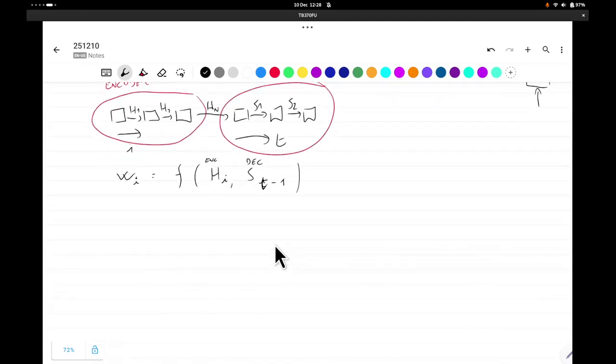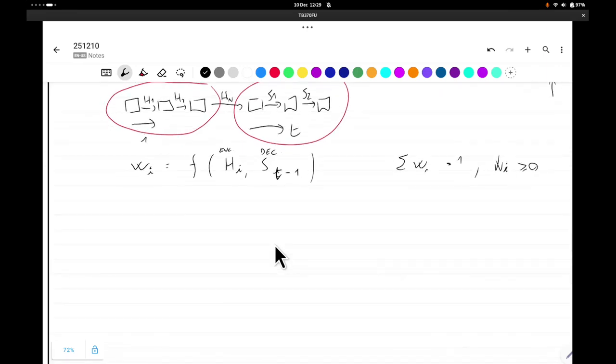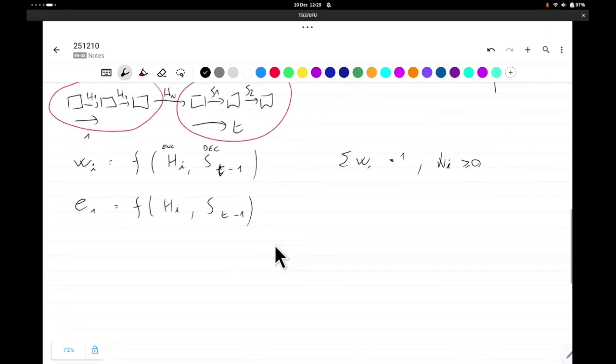And to do that, so for the weights again, we need that these weights sum to 1, and the weights are bigger than or equal to 0. So to do that, in practice, we just define a function that connects this thing. So an example of this function could be a scalar product.